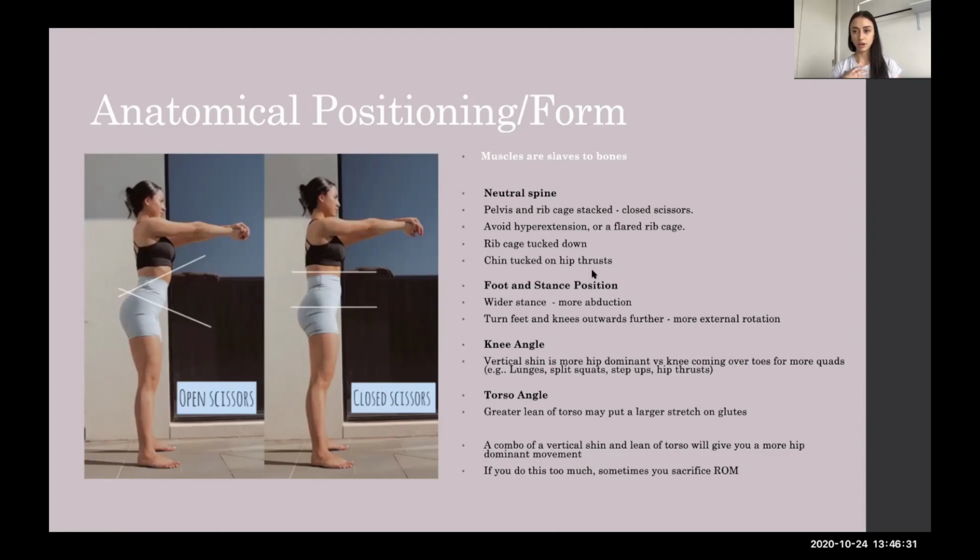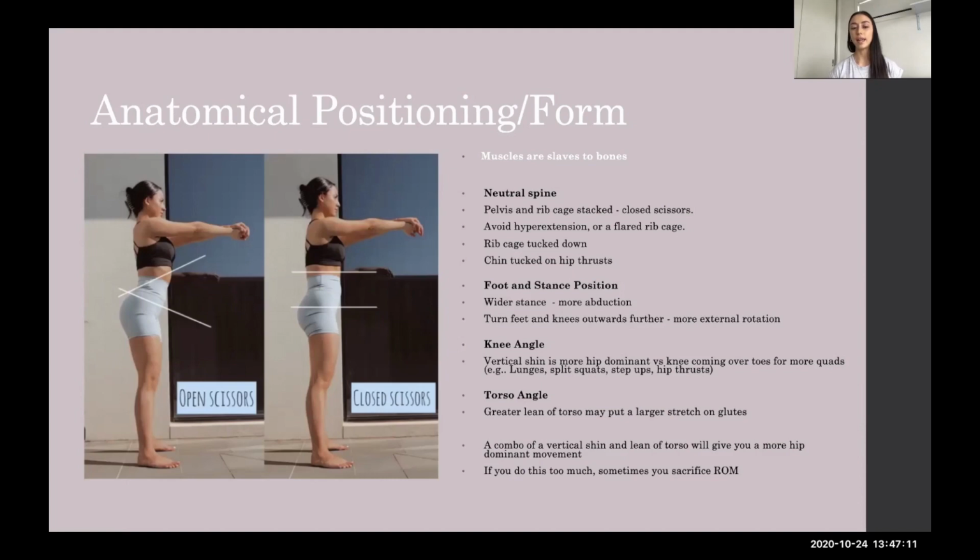So tucking your chin on hip thrusts also helps to drive you into that neutral position. So if you've got your head back, then you're more likely to be in that hyperextension through your back. Looking at foot and stance position, so the wider the stance, we get more abduction. And if we turn our feet and knees out further, so like that foot and knee flare, you'll get more external rotation as well. But that'll definitely be very individual.